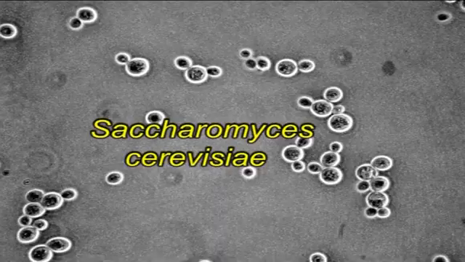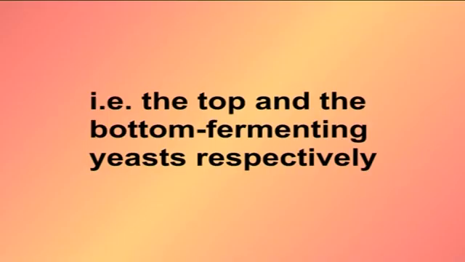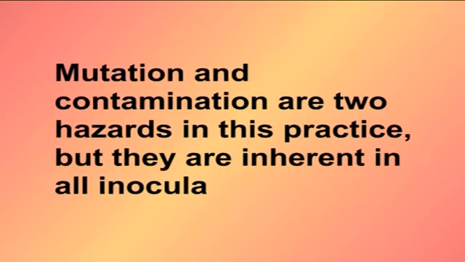The two types of brewer's yeast commonly used in the brewing process are Saccharomyces cerevisiae and Saccharomyces uvarum, that is, the top and bottom fermenting yeast respectively. Yeasts are used after fermentation a number of times, which depends on the practice of the particular brewery. Mutation and contamination are two hazards in this practice, but they are inherent in all inocula.